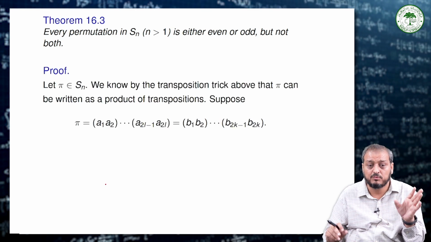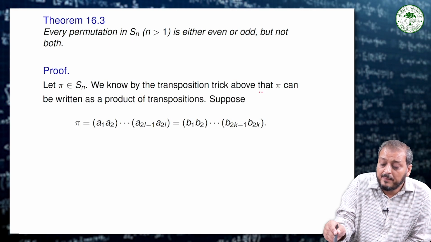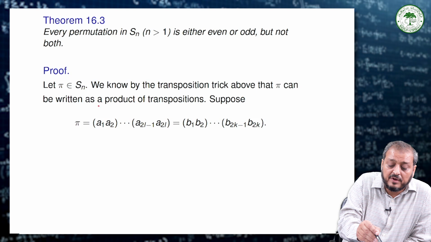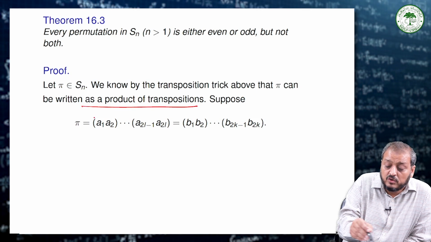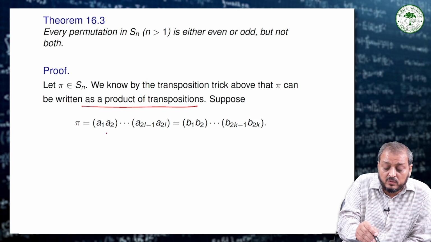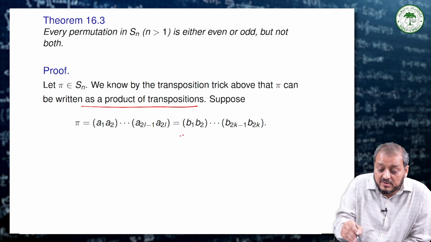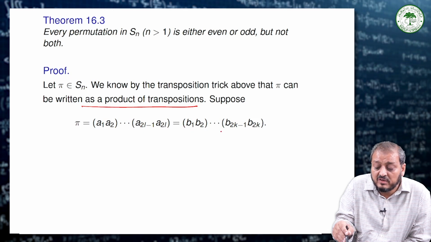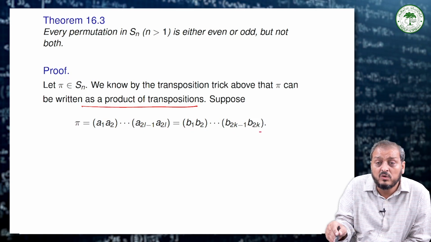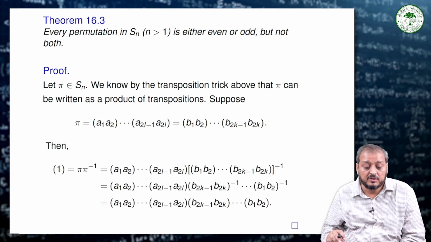So we have to just prove it. Let π belong to Sn. We know that π can be written as a product of transpositions. So this π can be written as a1 a2 ... a_{2l-1} a_{2l}, and the same is equal to b1 b2 ... b_{2k-1} b_{2k}. We just take it in transposition form.